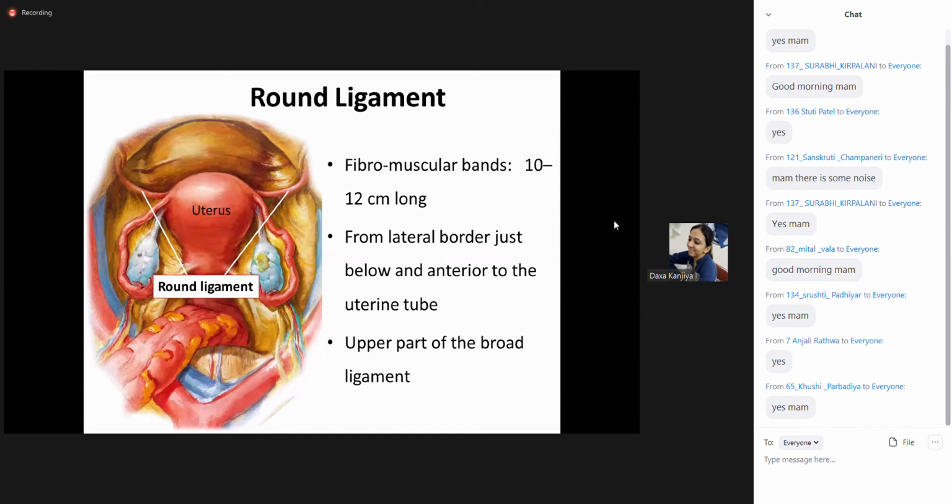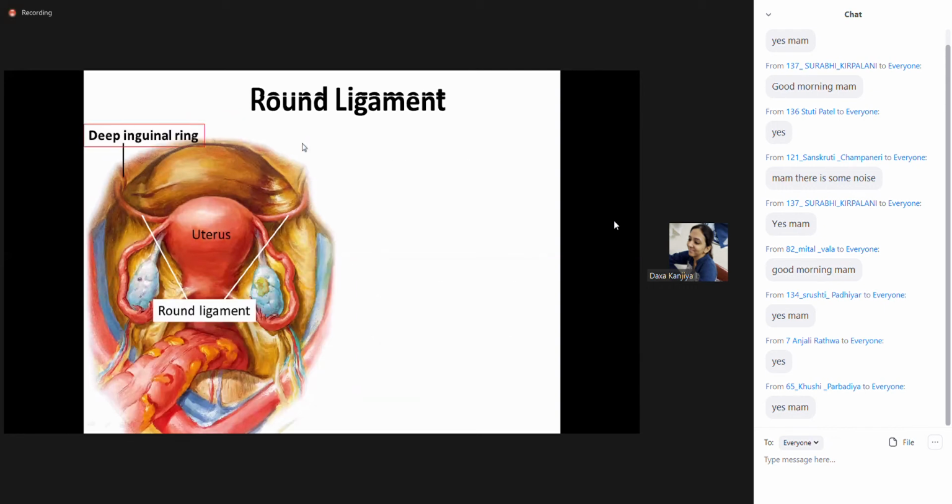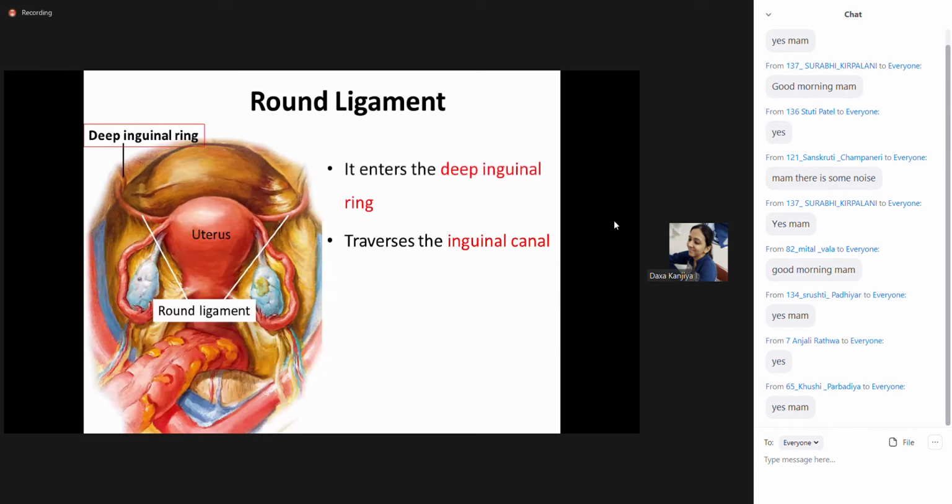From the lateral cornu, the round ligament runs laterally, then downward and forward, passes through the deep inguinal ring, enters into the inguinal canal, and comes out through the superficial inguinal ring. It is one of the contents of the inguinal canal, which you have already learned. Comes out from the superficial inguinal ring, and how does it end? It divides into various strands, which merge with the subcutaneous tissue of the labia majora.